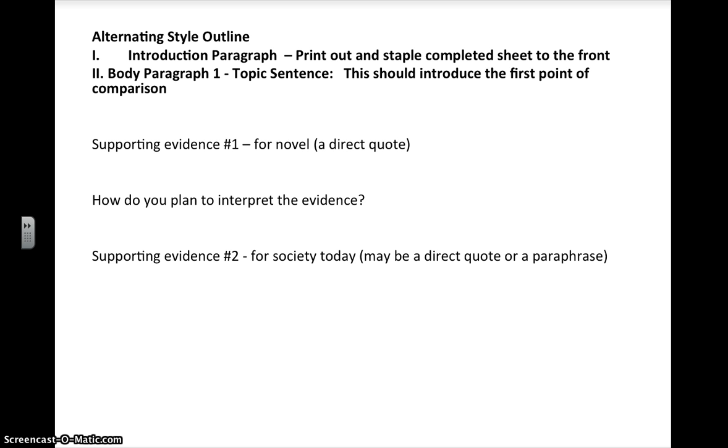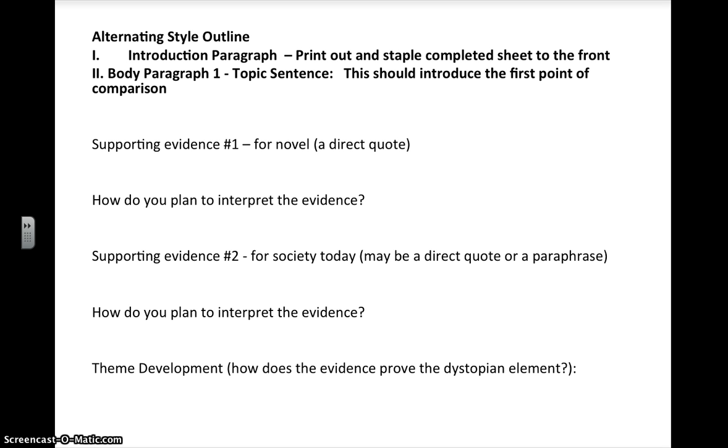Then your evidence from today's society. It can be a paraphrase of your own ideas. If you want to use an outside source to support, it could be a direct quote as well. Remember having to cite that correctly if you use an outside source, something specific from a text. Interpretation of that, explaining then how it connects to the dystopian theme that you are supporting, proving, and then a closing sentence that ties the paragraph together. And I'll talk to you a little bit more about that closing sentence when I show you an example.